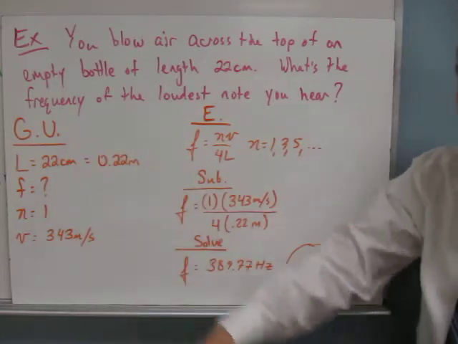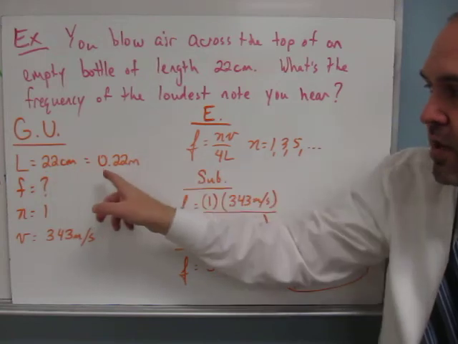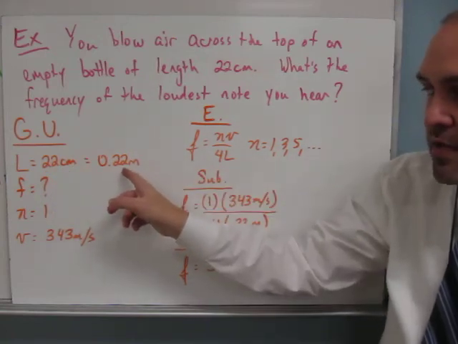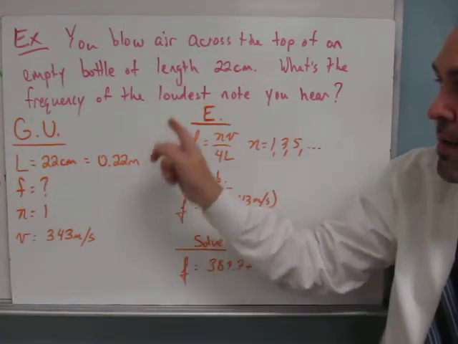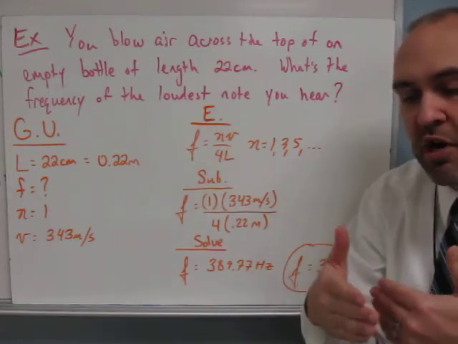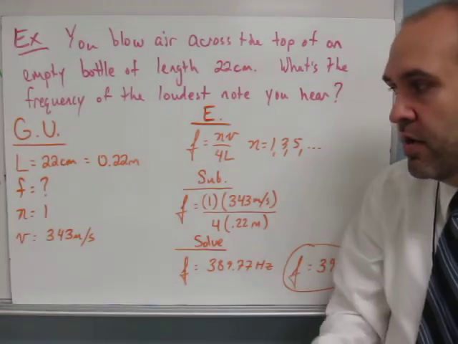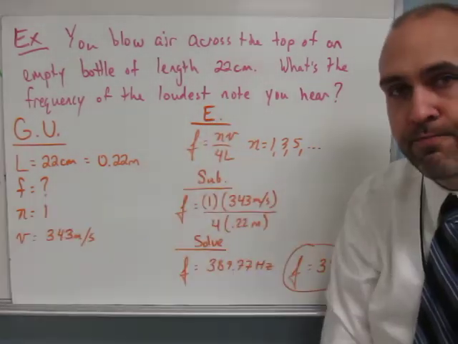Let's make a list of givens and unknowns. So I'm given that the length of the bottle is 22 centimeters, which I converted to meters, 0.22 meters. And I'm looking for the frequency. But it says I want the loudest note. And remember, the loudest note almost always corresponds to the fundamental or the first harmonic. So because that loudest note phrase is there, I know that n equals 1.